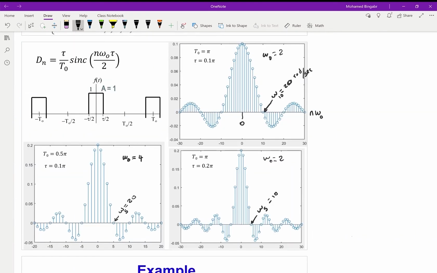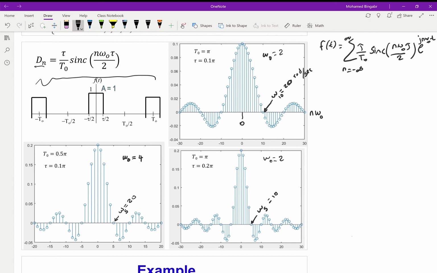So we found the Fourier series coefficients, dn, for this periodic signal. And we can express this periodic signal f of t as a linear sum of dn, which in this case is tau over t0 sinc of n omega 0 tau over 2, times e to the j n omega 0 t. e to the j n omega 0 t is a sinusoid with different harmonics n omega 0.